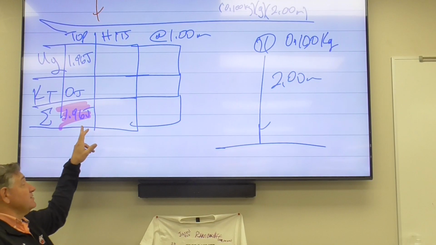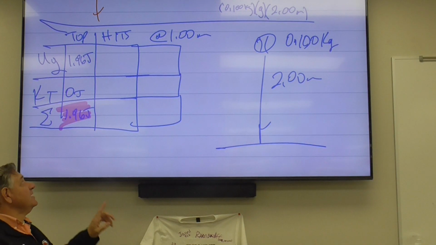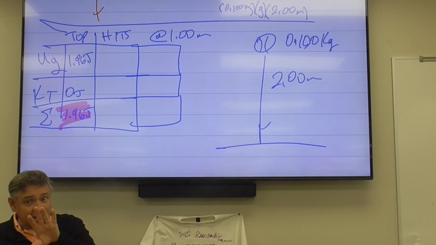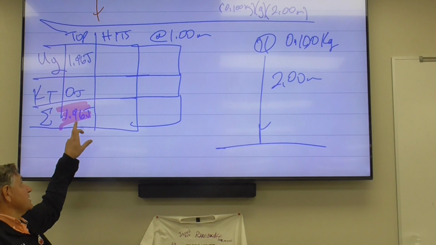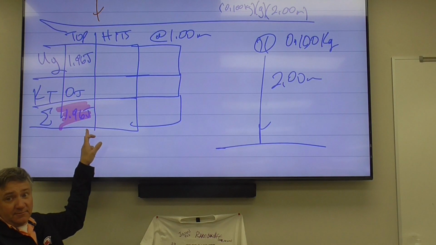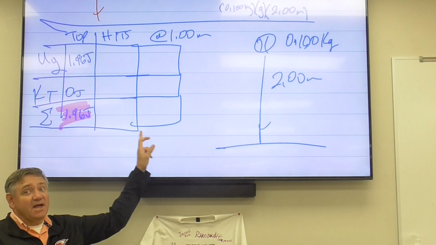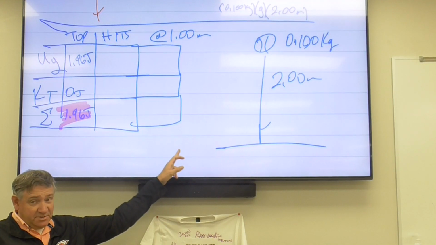But here's the problem. If there's ever a number that you double check, it's this number. Because if this number is wrong, everything is going to be wrong. Okay? Everything is going to be wrong.